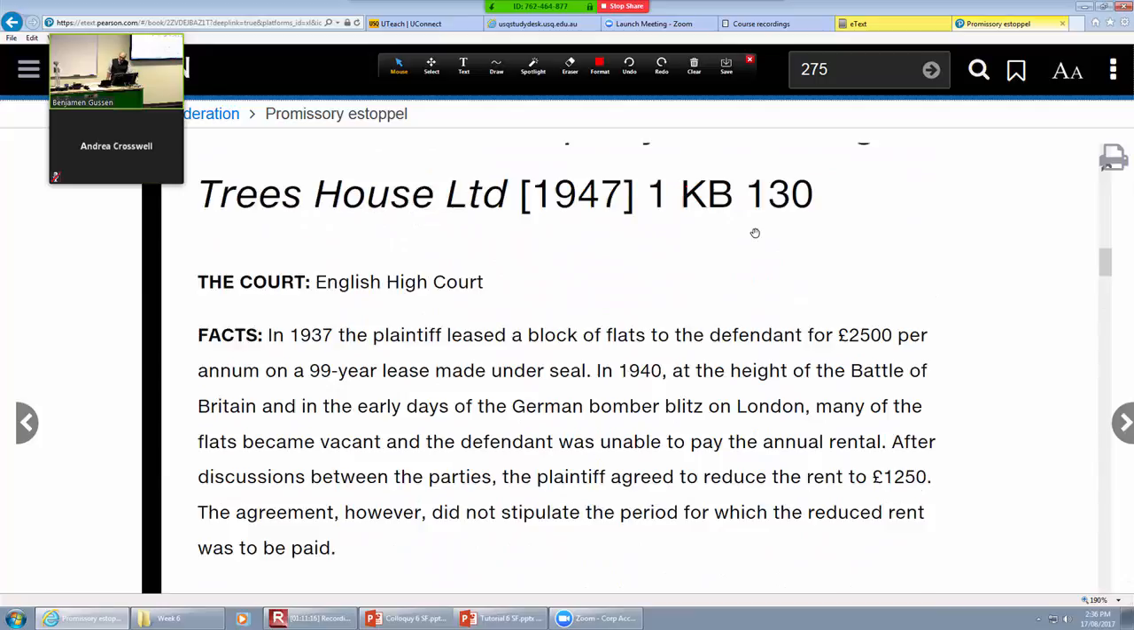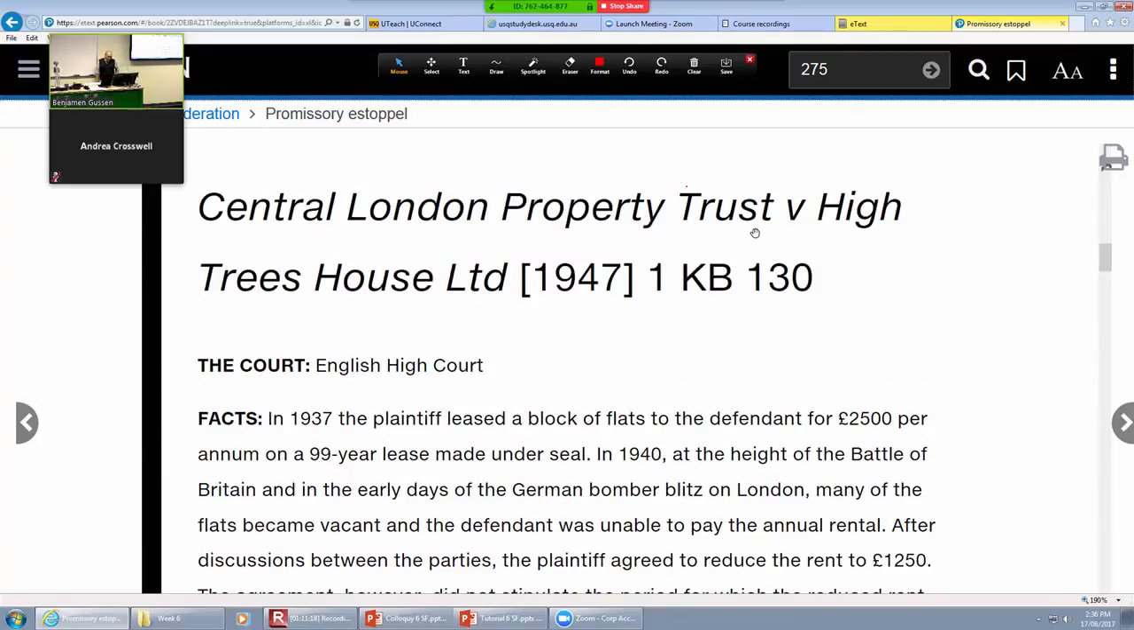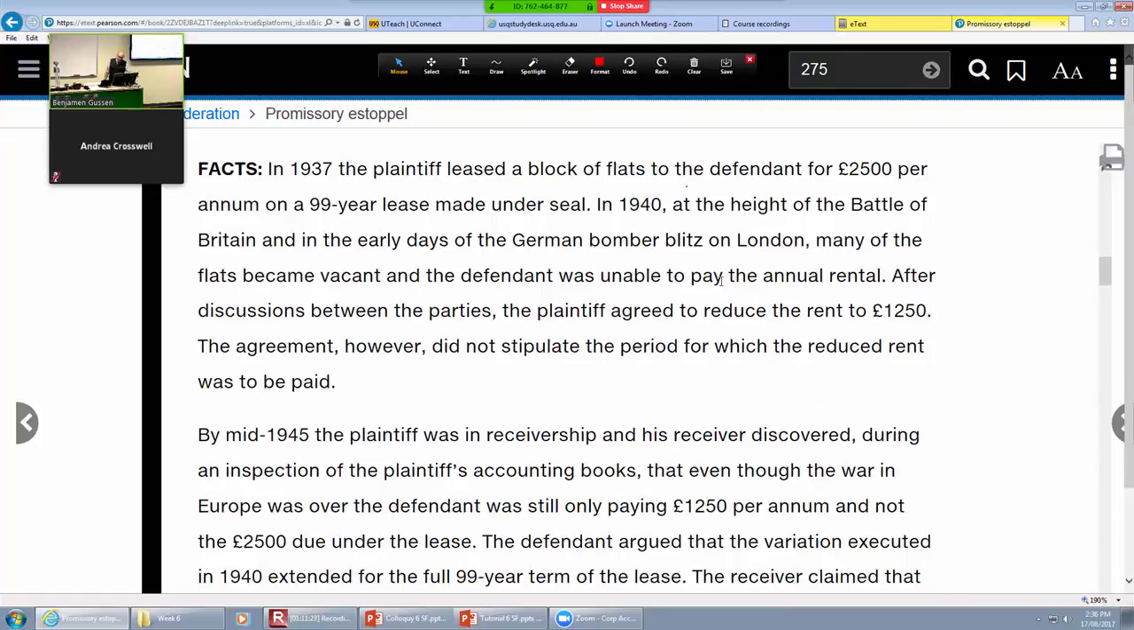So let's look at this one first. Central London Property Trust and High Trees House Limited, 1947. It says in 1937, the plaintiff leased a block of flats to the defendant for £2,500 per annum on a 99-year lease made under seal. What does that tell you, made under seal? It is a formal contract. Does it require consideration? No. So, why are we talking about consideration here? Let's see. We're talking about promissory estoppel, not consideration.